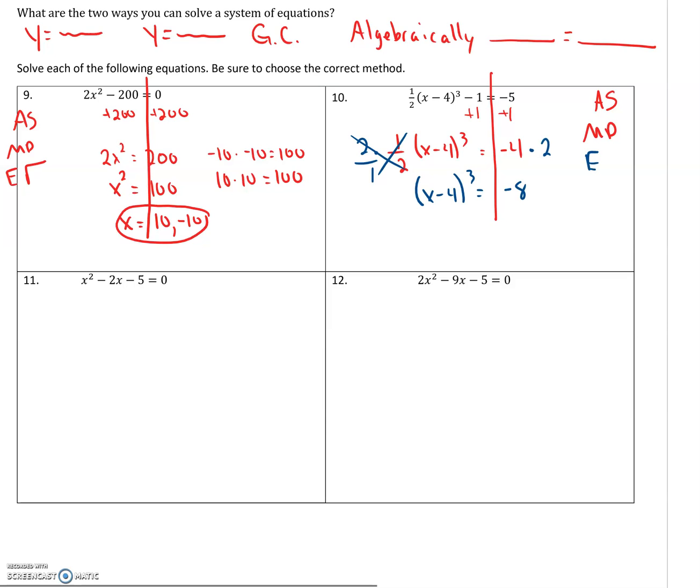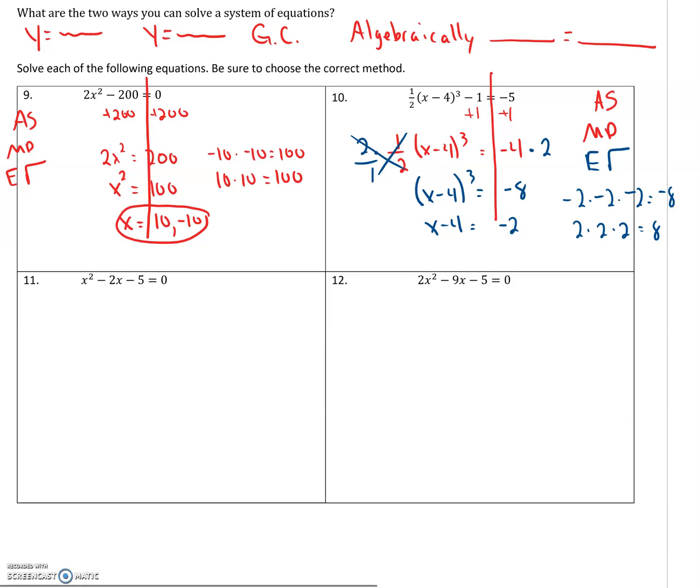Now to get rid of that exponent, I will use the root. I'll use a cube root. And when you take the cube root of -8, you get -2, because -2 times -2 times -2 is -8. It will not be 2, because 2 times 2 times 2 is a positive 8. So this one only has one answer. And then I'm going to let you finish from there.